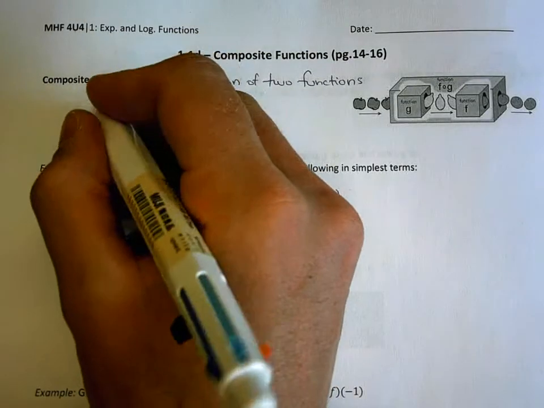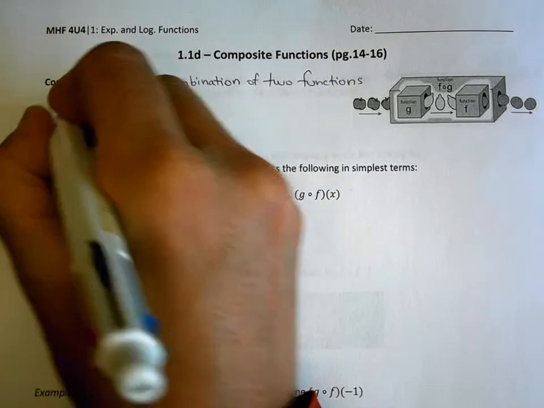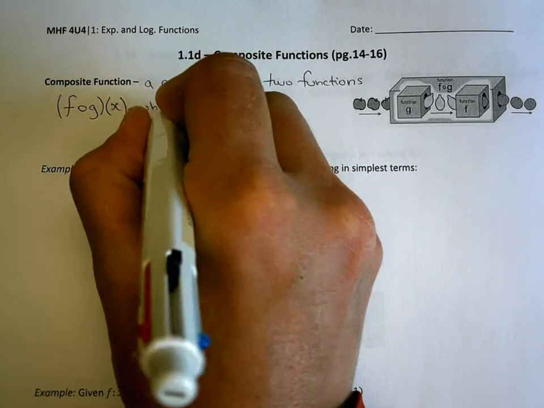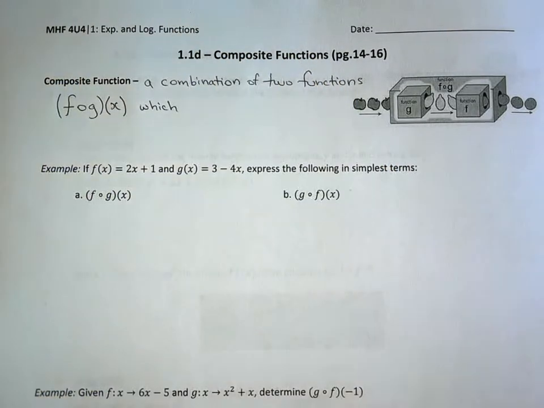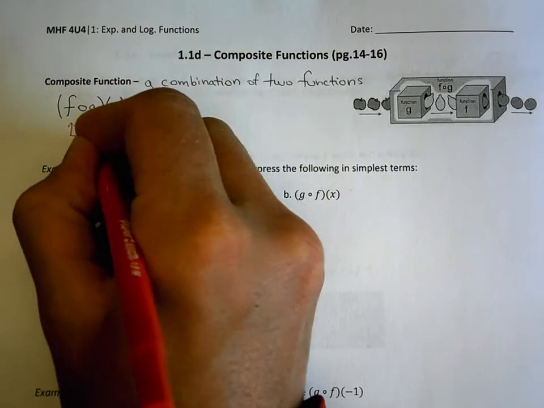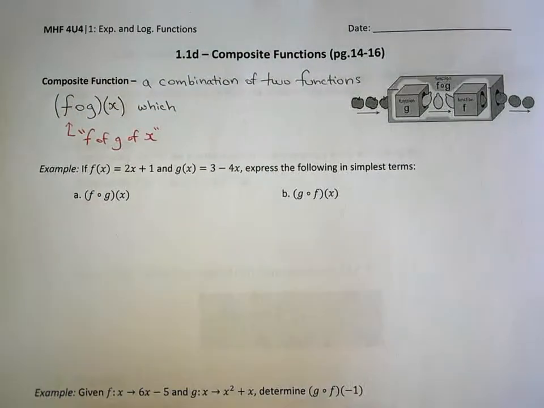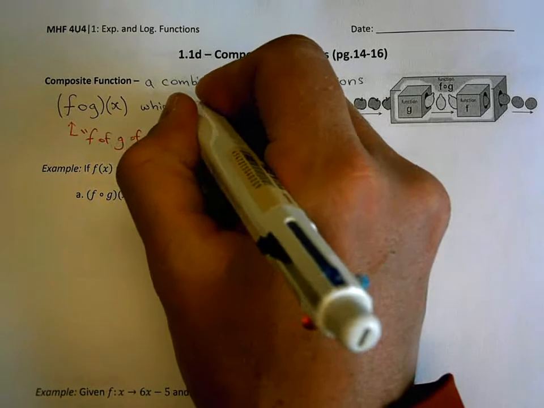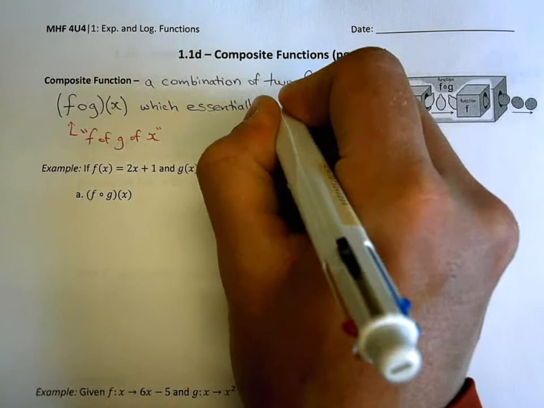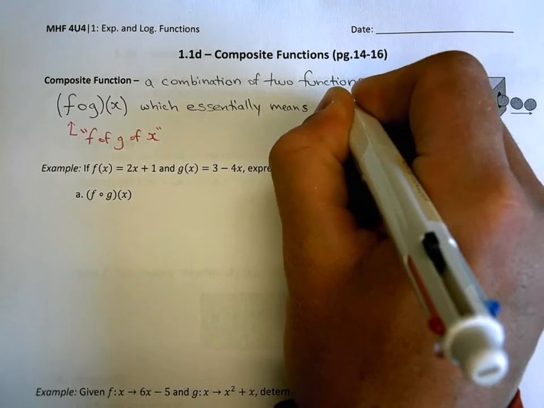And the way we usually write a composite function is f∘g at x. Now this is an odd notation, and the way we say it actually is not "fog". We say f of g of x. f∘g at x essentially means f at g at x.